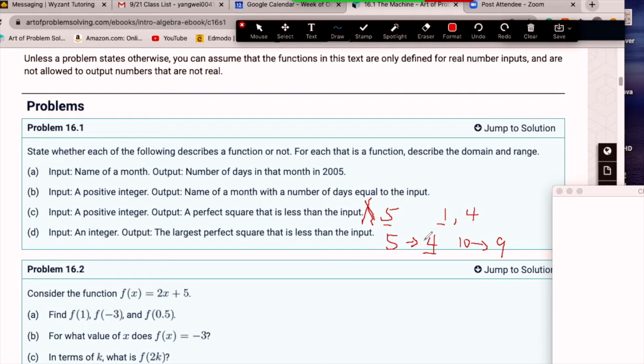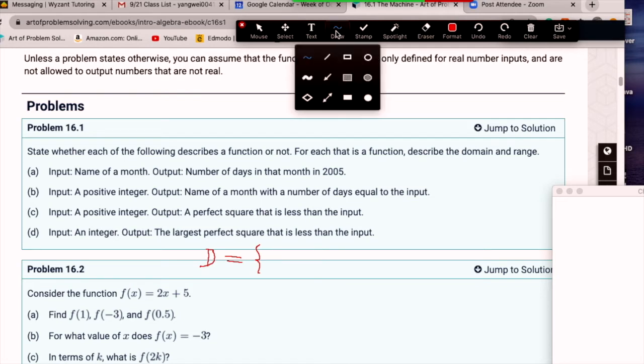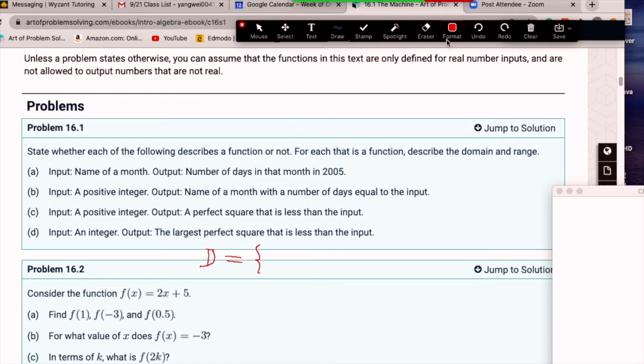Now also for each number we have an output, right? So this one is a function. If this is a function, then tell me what is the domain, what is the range. So the domain for this problem is all the integers. You know, integer in math we use Z to represent an integer. This includes the positive integers and the negative integers, right?